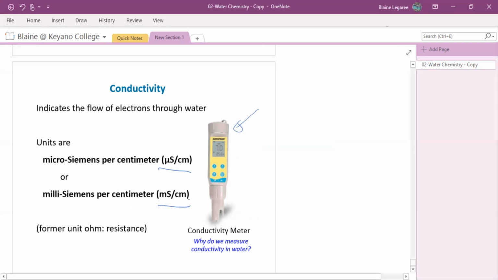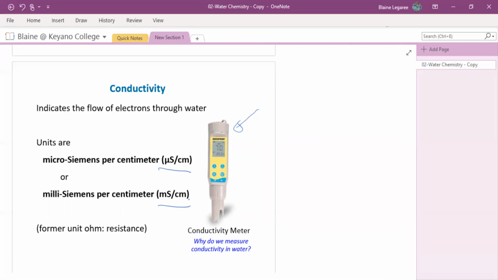So what is conductivity? Conductivity is the amount of electrical flow that can go through water. Basically, the more ions you have, the more electricity can flow through the water. So it's directly proportional to total dissolved solids. In the lab manual, there's a conversion. I can't remember what it is. It's something like 600 microsiemens per centimeter is 1,000 parts per million TDS or something like that. You have to take a look at the conversion in the lab manual for that. But that's what conductivity is.